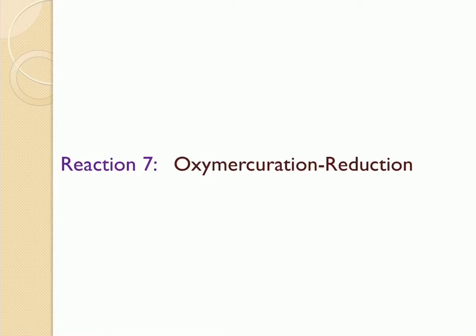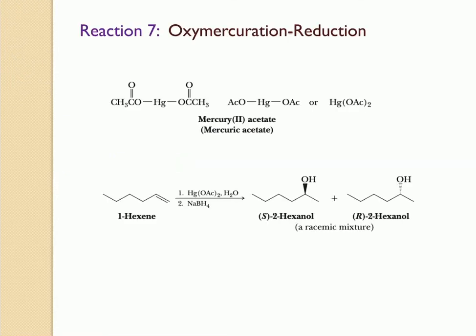Oxymercuration followed by reduction. Another way to convert an alkene into an alcohol is by using the oxymercuration reduction reaction. For oxymercuration, we'll be using mercuric diacetate. Here is the structure for mercuric diacetate. This part right here is the acetate ion, and it can be represented as OAc. Or in short, you can write this as Hg(OAc) twice.